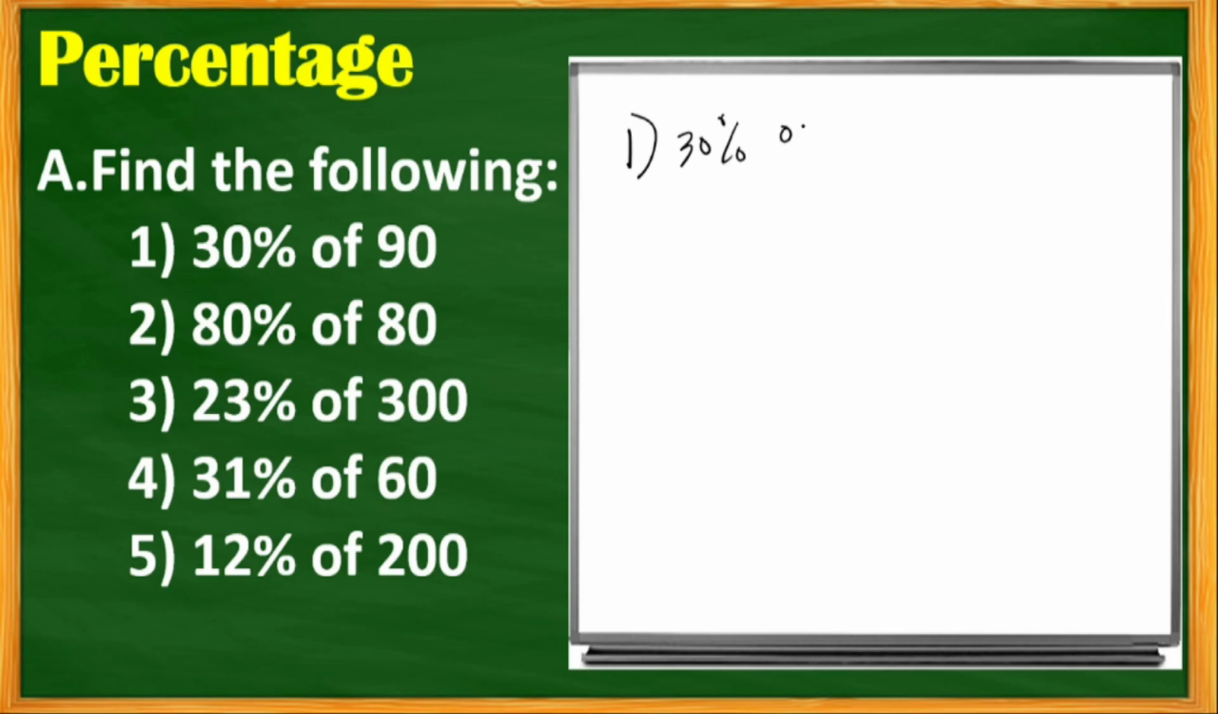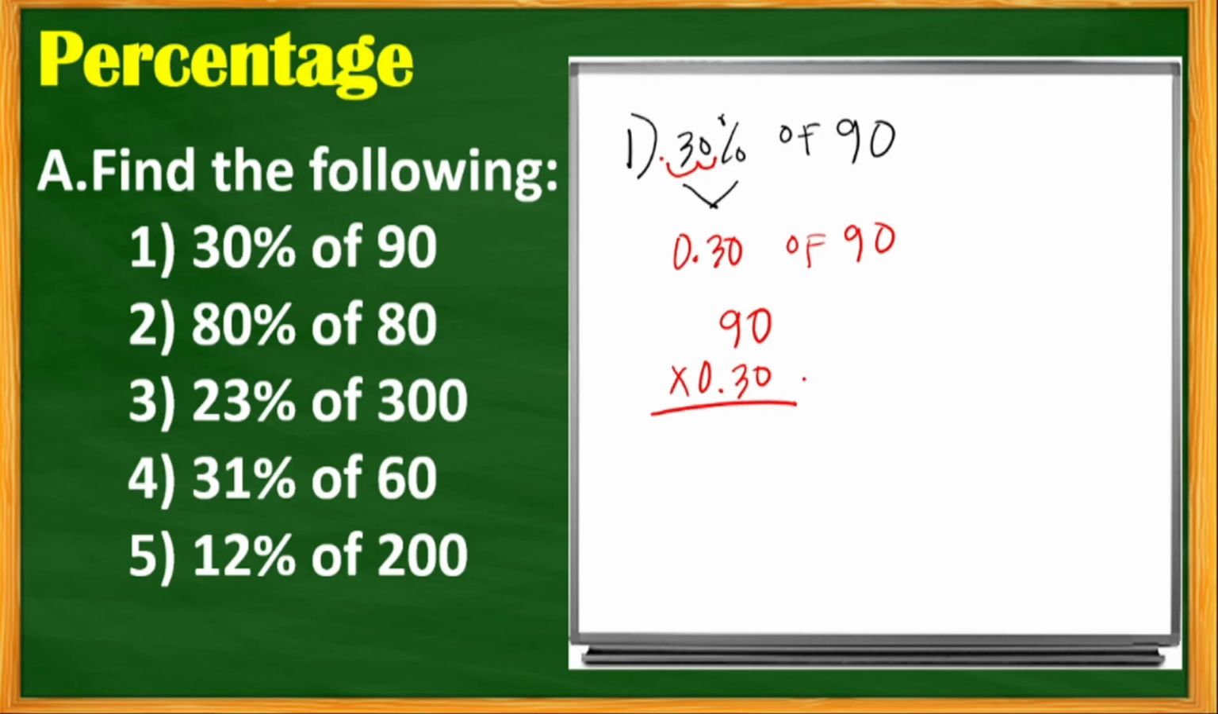30% of 90. Like I said earlier, you're going to convert this one to decimal. So, you're going to move how many? 2 places to the left to make this one a decimal. So, this would be 30 hundredths of 90. So, you're going to multiply 90 by 30 hundredths. This is very difficult or hard to solve, but let's try.